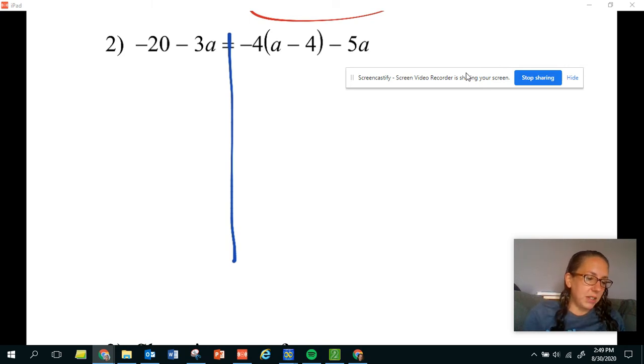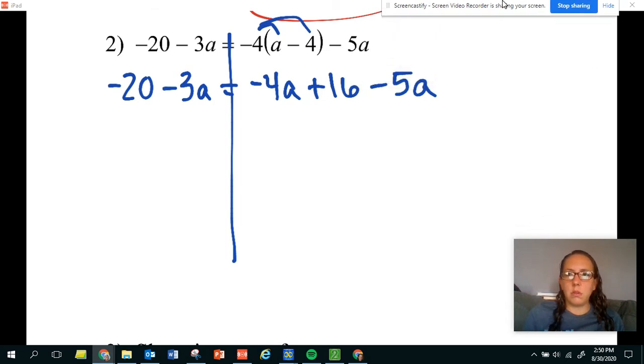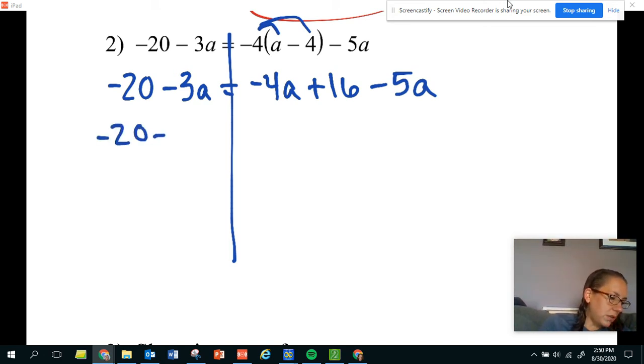This one I think I did because it's got variables on both sides. So once again, I'm going to start by simplifying. -20 minus 3a. Multiply -4 times both, so -4a, +16, bring down my -5a. Then I want to combine like terms on the right side. So my left side's already as simple as it's going to get.